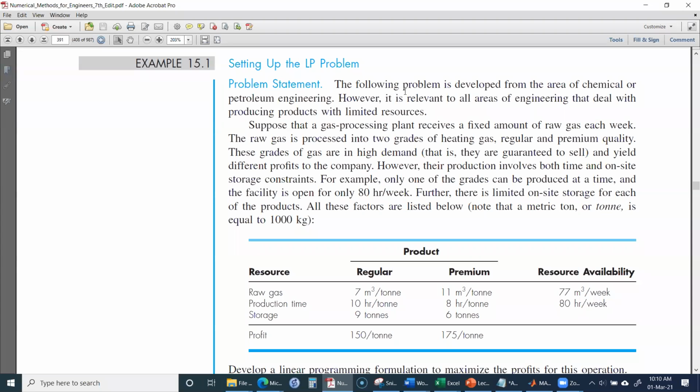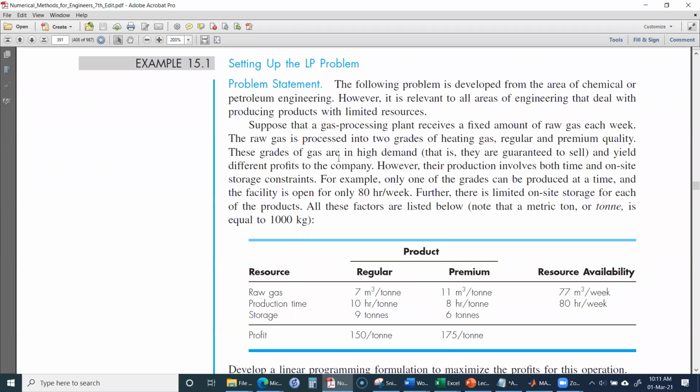In this example, we suppose that a gas processing plant receives a fixed amount of raw gas each week. You have to read this problem statement very carefully. So a fixed amount of raw gas is received each week. The raw gas is processed into two grades of heating gas, regular and premium quality. So from the raw gas that is received, we produce the regular gas and the premium gas.